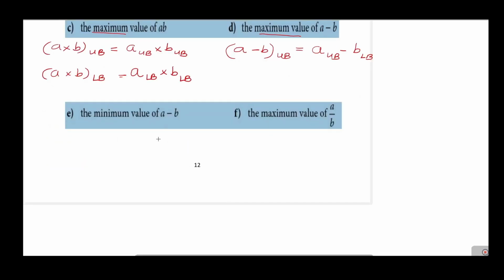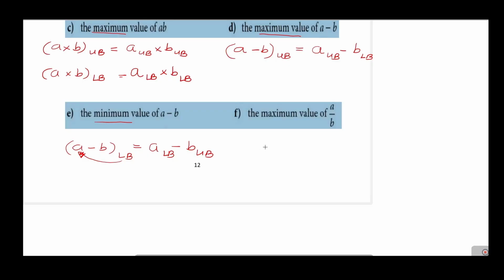The minimum value of A minus B. Minimum again, minimum means low bound. Then A minus B, low bound, the smallest possible answer. So we have to start off with low bound of A, because low bound should be the final answer. Then A lower bound minus B upper bound. Here, this one should be applied always for the first measurement. Next one should be the other way around, division.